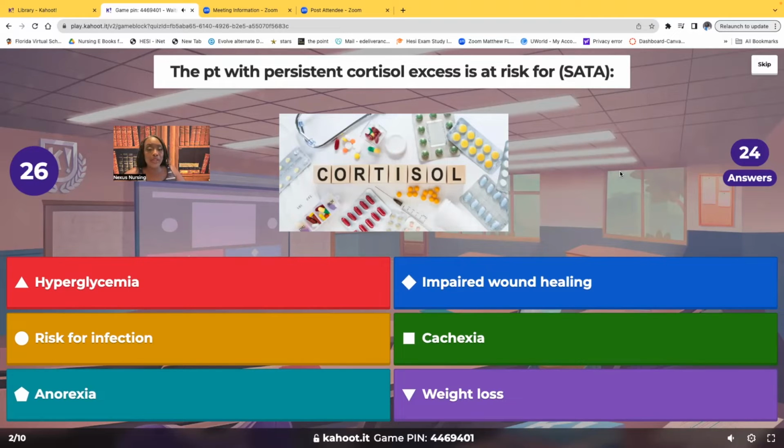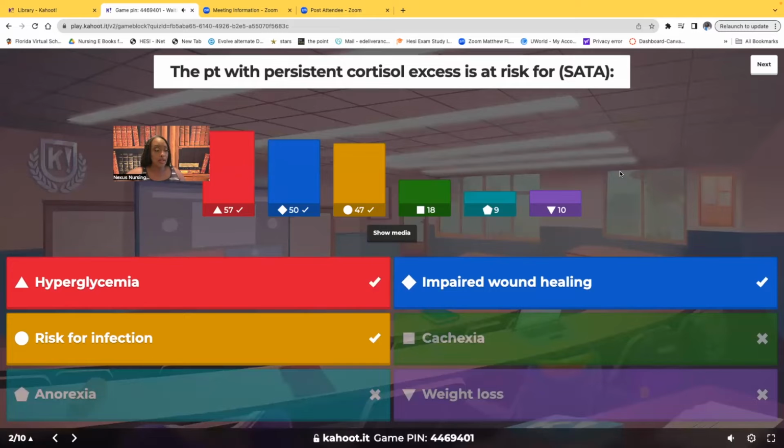So the patient with persistent cortisol excess is at risk for, select all that applies. The Kahoot code is 446-9401.